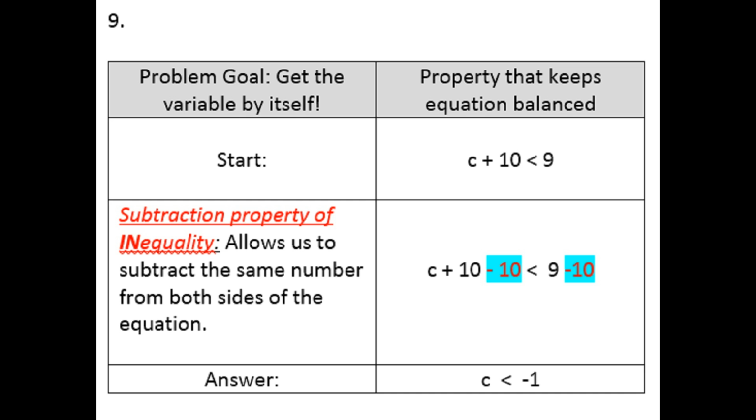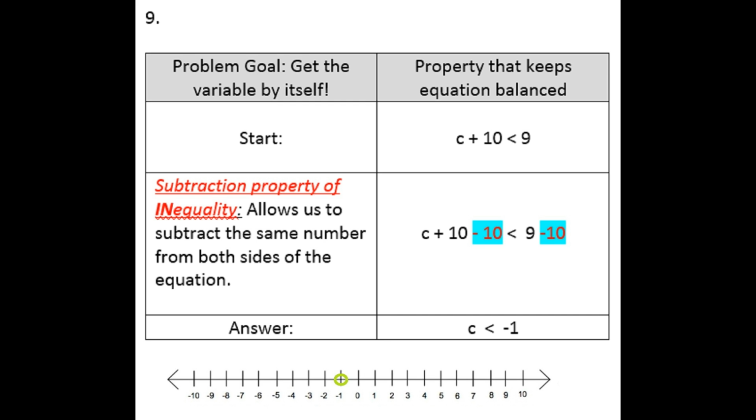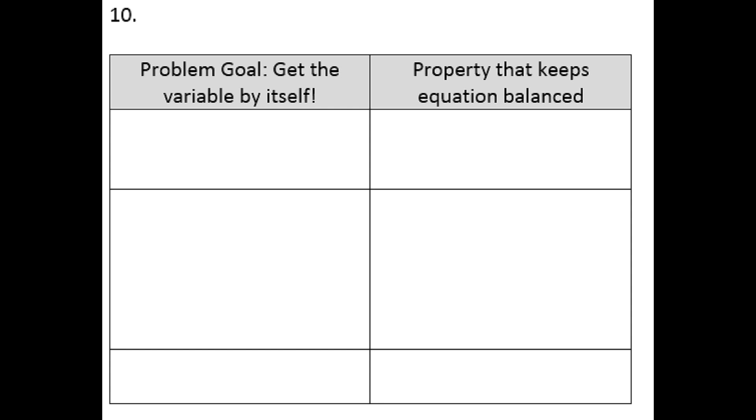Now, these problems were very simple, but that was on purpose. This is more to get you all used to the idea of solving an inequality and then graphing an inequality. And for these, you treat them the same way we do equations. So here, c is less than negative 1. So open dot on negative 1, shade all the way over to the left. And that's what that answer looks like.